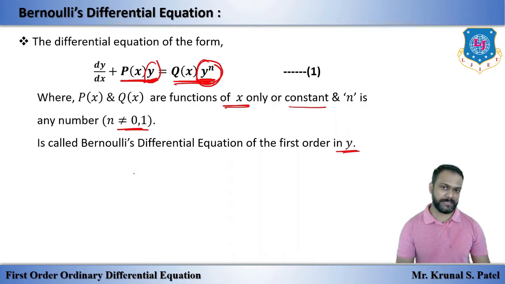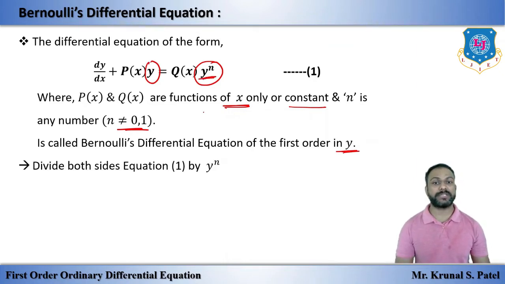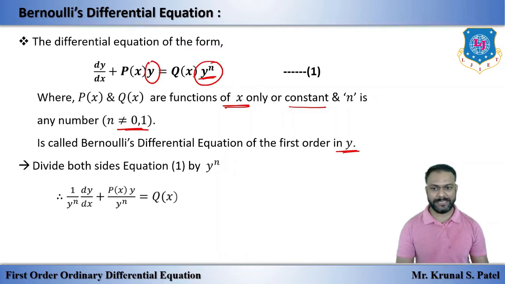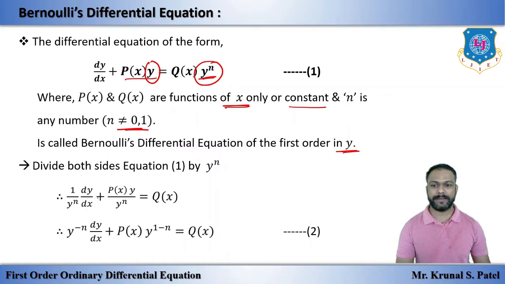How can we solve this? For that, first we will divide equation 1 by y raised to n, the extra power of y. The 1 power of y is as it is, but we just divide with the extra power of y. So we have 1 upon y raised to n, that means y raised to minus n, here divided by y raised to n. So we have y raised to minus n dy by dx plus p of x, and this becomes y raised to 1 minus n is equal to q of x.